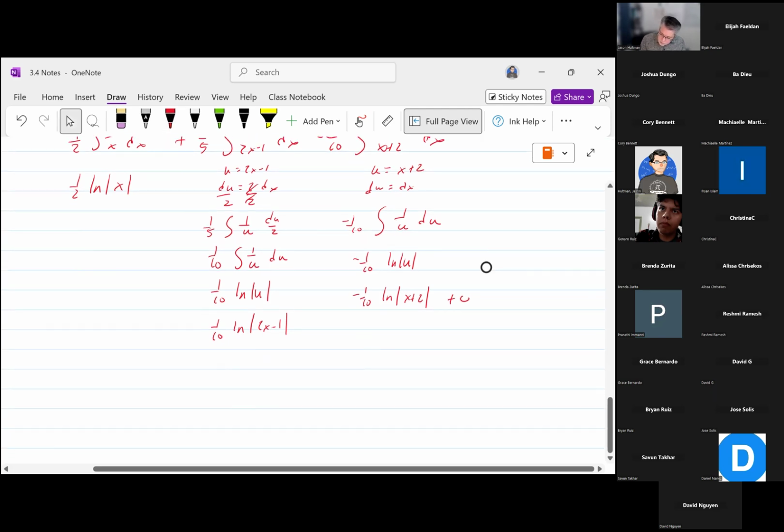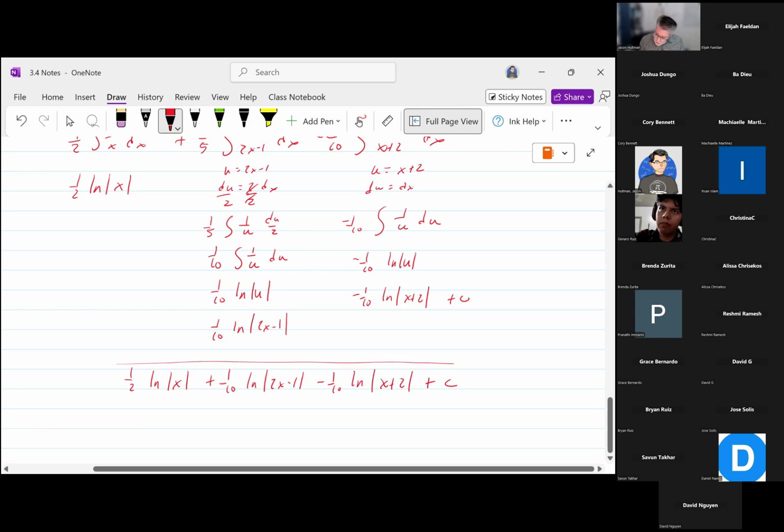And then I'm just going to add these terms together. So this is going to become 1/2 natural log of the absolute value of x, plus 1/10 times the natural log of 2x minus 1 minus 1/10 times the natural log of the absolute value of x plus 2 plus c.